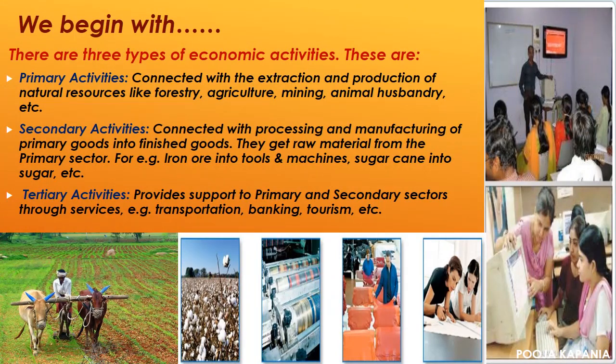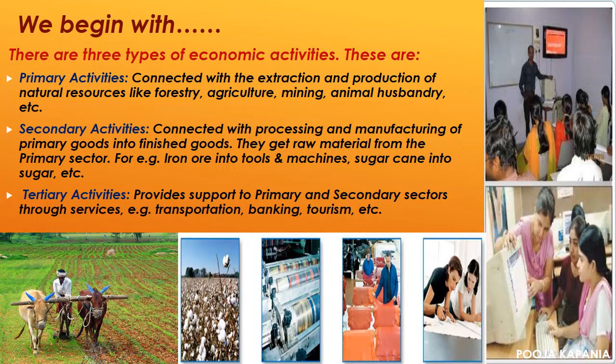Before I start with the chapter, let me take you back to Class 9. In Class 9, you've already studied the three types of economic activities. These are primary activities, secondary activities, and tertiary activities. In primary activities, you've already studied that the activities are connected with the extraction and production of natural resources like forestry, agriculture, mining, animal husbandry, etc.